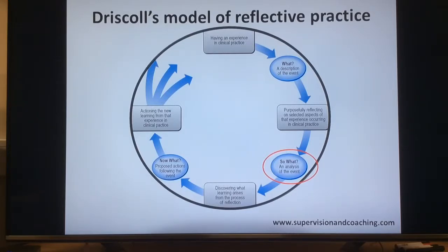This aligns very much to Gibbs's model of 1988 and the reflective cycle there, which I actually find very cumbersome. The key benefit with Driscoll's is that it's very quick and easy to capture information and put it into action. This is supported by Finlay 2008, who states that busy and overstretched professionals find reflective practice taxing and difficult. I would agree with that, and using this simple model helps structure my thoughts and continue professional development.